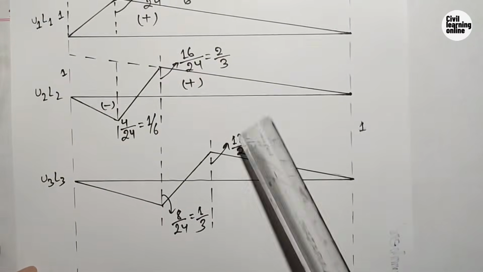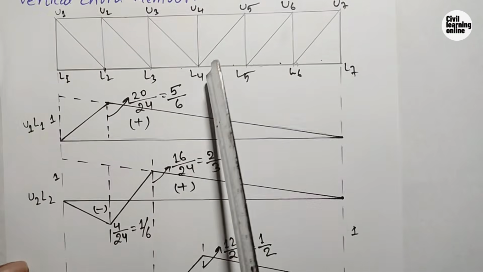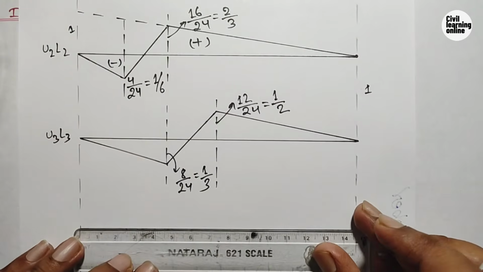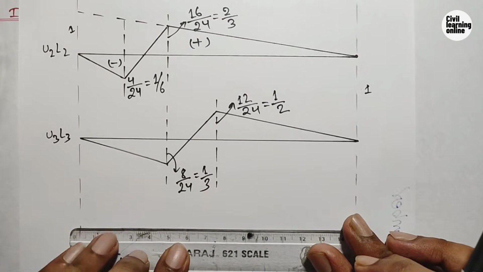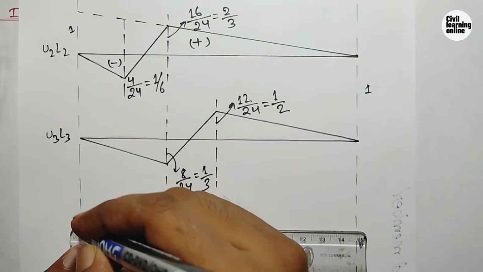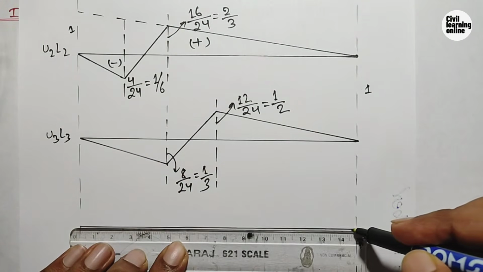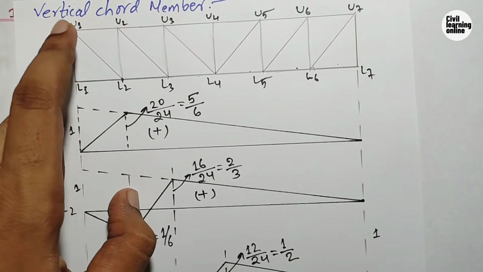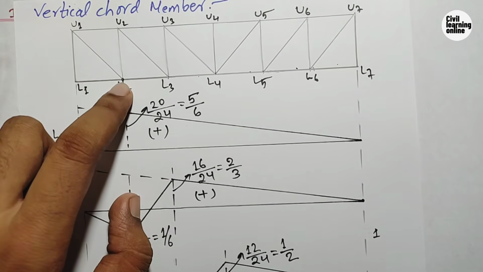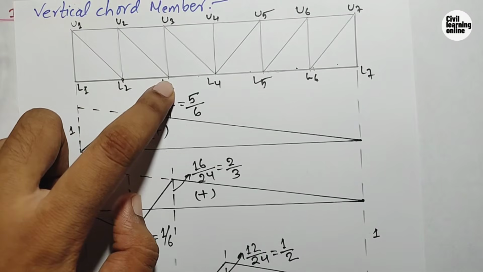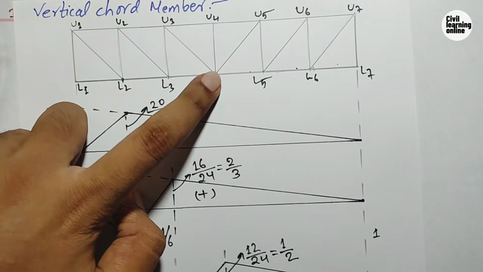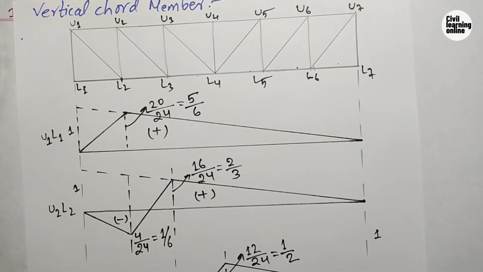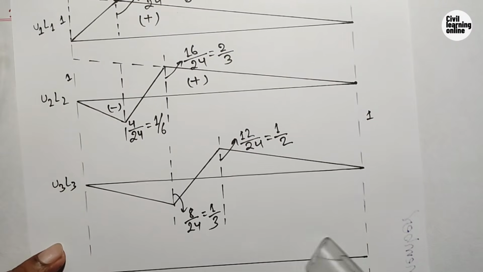Similarly, if we draw the influence line diagram for the vertical member U4 L4, then it is going to be a simple straight line, because the load is not transferred by this upward chord member to any node. You can see here the load is transferred by U1 L1 to L2, U2 L2 to L3, U3 L3 to L4, but U4 L4 is not transferring the load to any of the sections, so it is going to be a simple straight line.